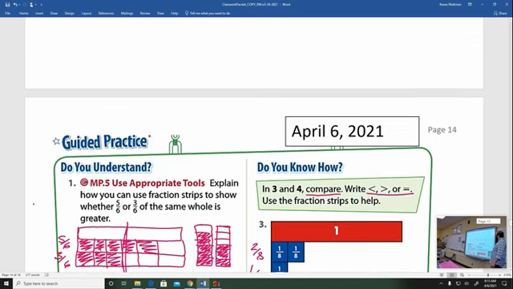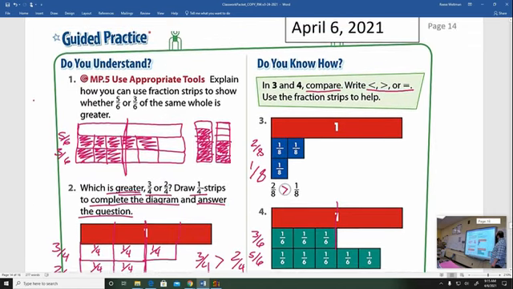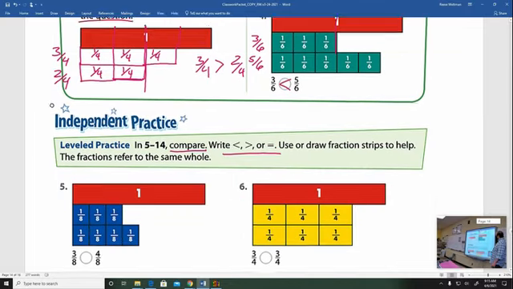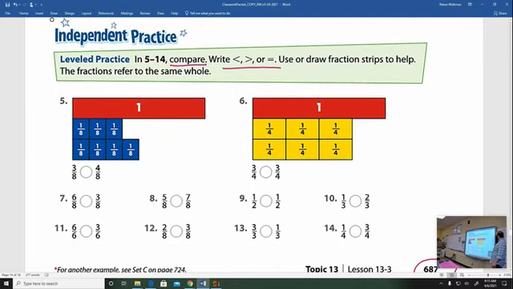The one that we started together up here, April 6th. We did the top part. Let's go over the independent practice section. Everybody on that page? Independent practice? Yes, please do. Good. Nick's got it.